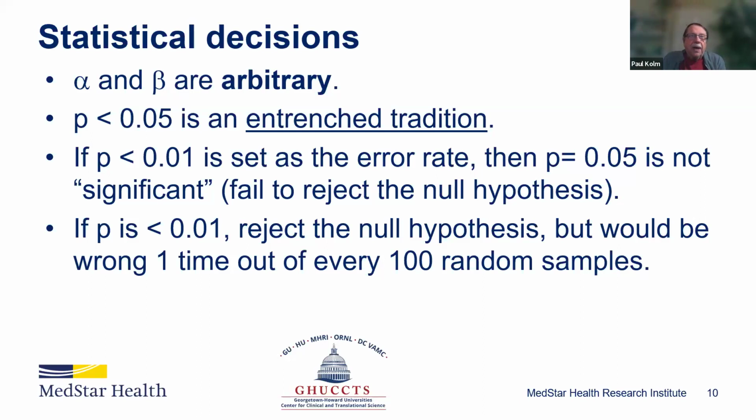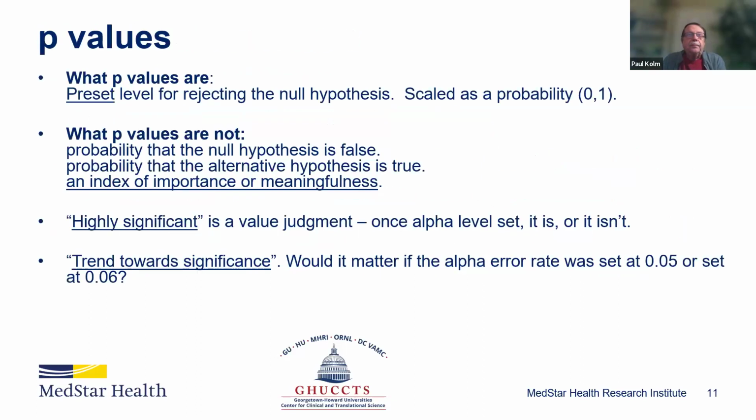But what that means, and the same thing with p less than 0.05, is that over an infinite number of random samples, on average, you would make a wrong decision one time out of every 100 random samples. So p-values then is a preset level, and that's the important point here, is that we set our alpha error rate for rejecting the null hypothesis.